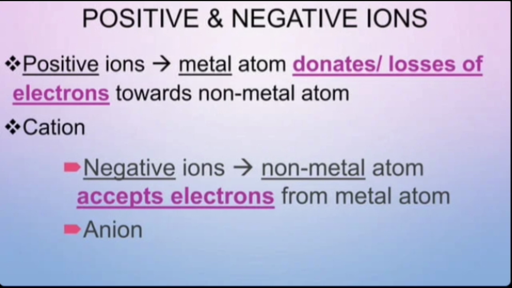Positive ions are formed when metal atoms donate or lose electrons toward the non-metal atom. We have discussed previously that metal atoms, those on the left side of the periodic table, have an extra electron; they lose this electron and get positively charged, and they are called cations. The other ones are negative ions. Negative ions are formed when non-metal atoms accept an electron from the metal atom, from the cations, and anions are formed. So anions are negatively charged ions and cations are positively charged ions.